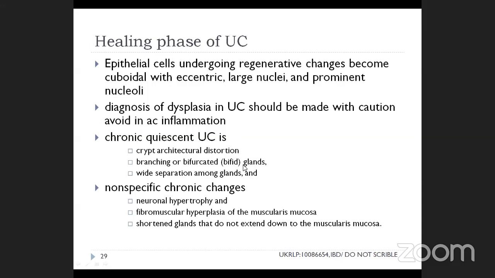There are bifid glands of the crypts and wide separation of the mucosal glands in the intestinal wall. The non-specific changes which can happen in ulcerative colitis are neuronal hypertrophy, fibromuscular hyperplasia of the muscularis mucosa, and shortened glands that do not extend down to the muscularis mucosa.